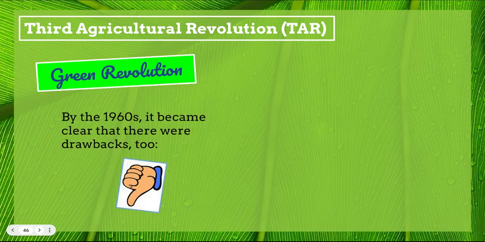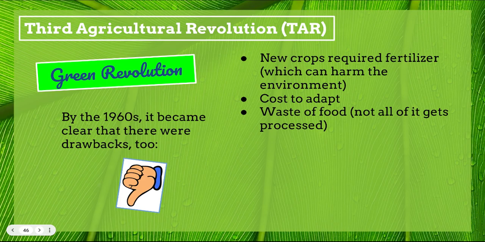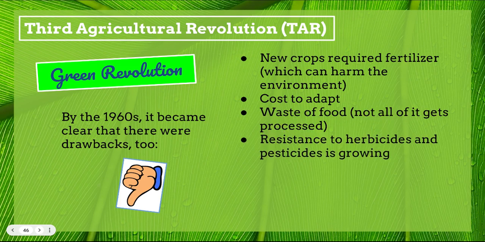But after about 20 years into this, it became clear that there were drawbacks to the Green Revolution efforts. So the new crops required fertilizer, and these fertilizers weren't the natural, like dung-based fertilizers. These were chemical fertilizers that could cause long-term harm to the environment. There was also a tremendous startup cost and an adaptation cost and keeping up with modern technology cost to switching to the methods involved with the Green Revolution. It ended up with a waste of food, not all of it getting processed. And so a lot higher percentage of the crop was being wasted than ever before.